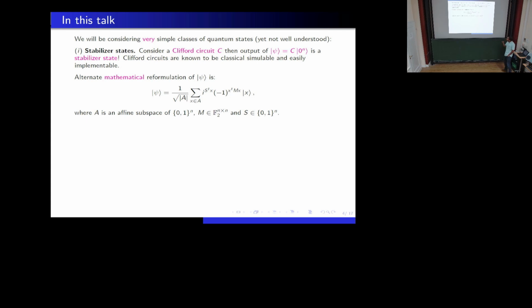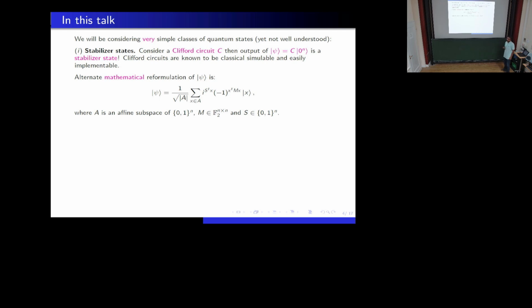You can quickly verify this is a valid quantum state because the amplitudes are just 1 over A, and there are A many things in the summation, so it's a valid quantum state. I'm claiming this is interesting because these are things that people in quantum have looked a lot at.